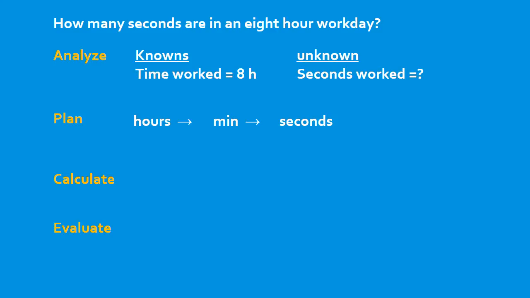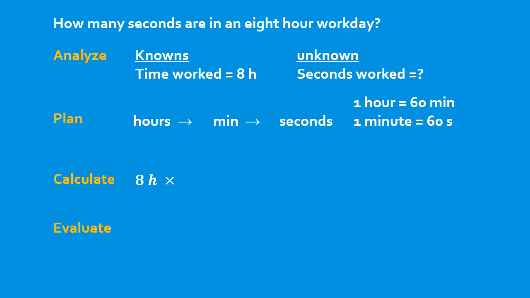What are we going to use? How are we going to get to our answer? We know 1 hour is equal to 60 minutes, and 1 minute is also equal to 60 seconds. So we can use these. This is our plan of action. This is how we're going to go from hours to minutes: use a relationship that 1 hour is equal to 60 minutes. Then from minutes to seconds, that 1 minute is equal to 60 seconds.